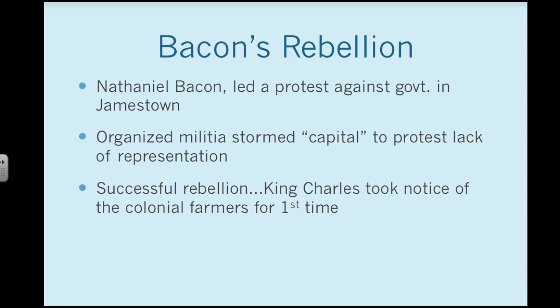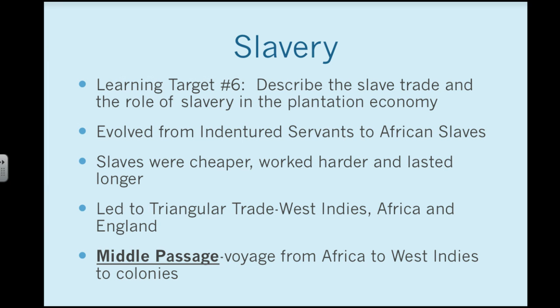If you're going to write something down, I would put an arrow next to the last bullet point and say this got the ball rolling in regards to representation for the colonists. The next thing up for us is slavery.